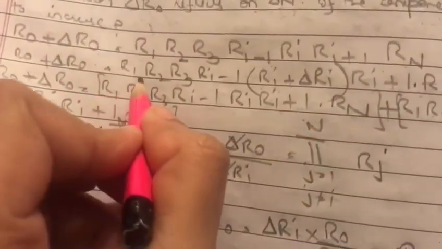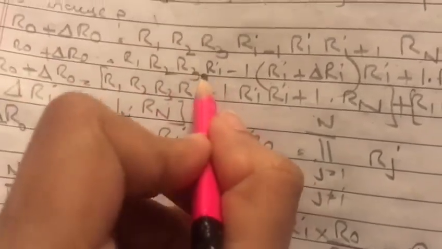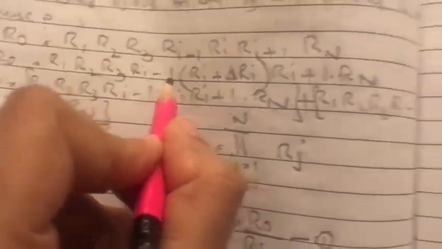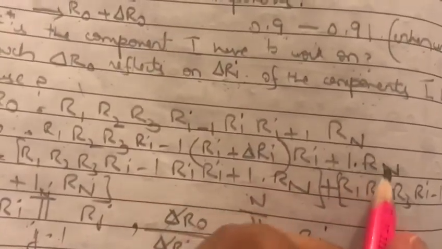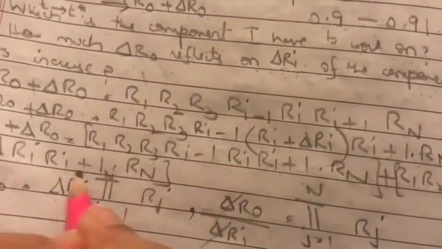times Rn, and the other plus sign here, and the rest we write as R1, R2, R3, Ri minus 1, and delta Ri. This delta Ri comes here, and the rest, Ri plus 1 through Rn, stays the same as it was.